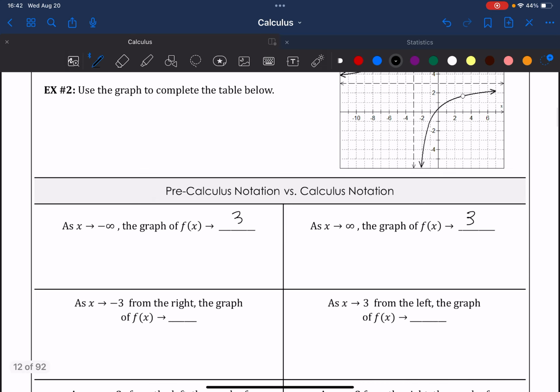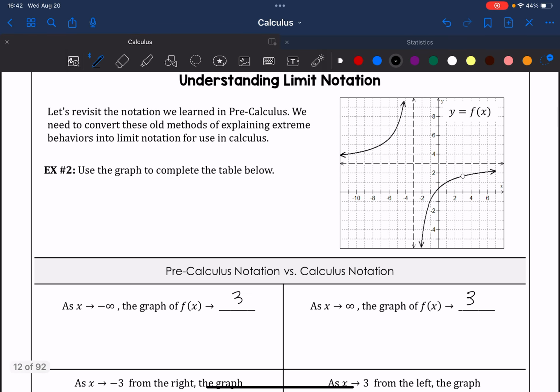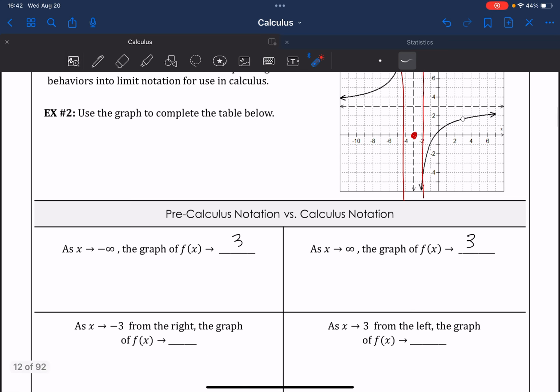Next is as x approaches negative 3 from the right. Negative 3 is right here. We're going to assume a little interval here, a boundary on each side, and we're only going to look from the right. Looking from the right side, that would be this function. Notice that as it's getting closer to negative 3, it's going down towards negative infinity. So I would write negative infinity.